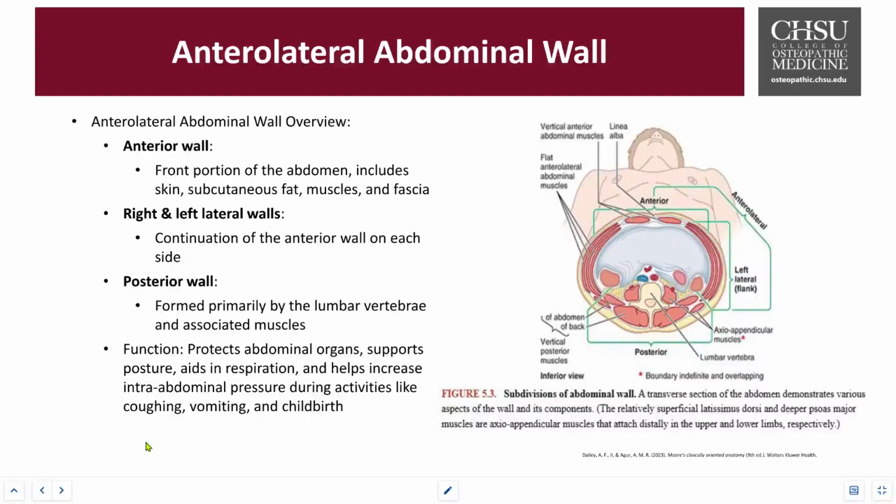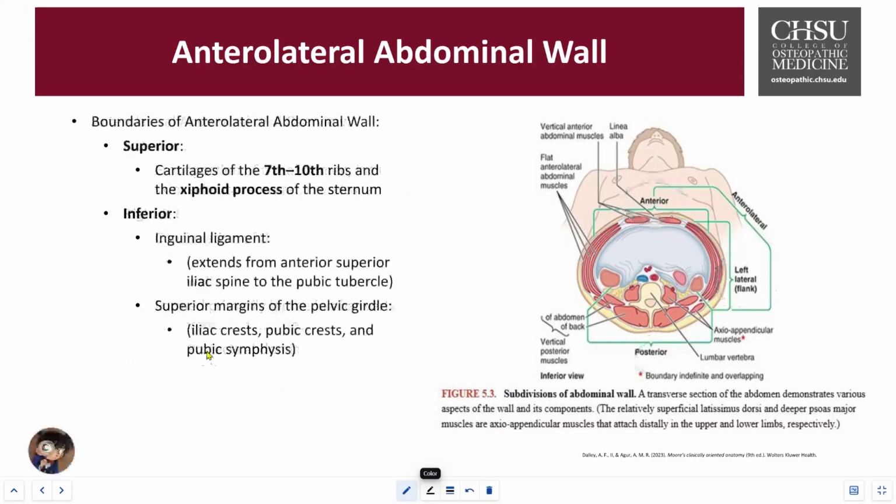In a clinical application, there's a condition known as diastasis recti. This is a common condition in which the rectus abdominis separates along the linea alba, and this is oftentimes seen in pregnancy as well as folks that have extreme obesity. On the right is a visual showing you the subdivisions. We have the anterior, left lateral, and the posterior.